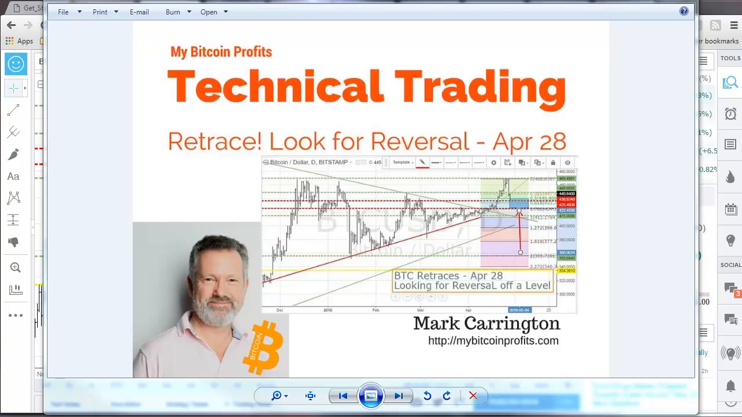You'll remember we last talked on April the 28th, so it's more than a week ago, and we'd seen the breakout of the triangle, and I'd suggested that we were looking for levels for the Bitcoin price to reverse from. So let's go to the charts and let's see what has actually happened.